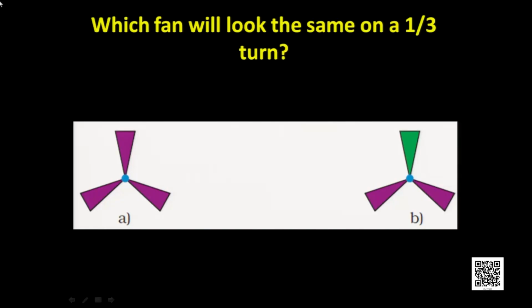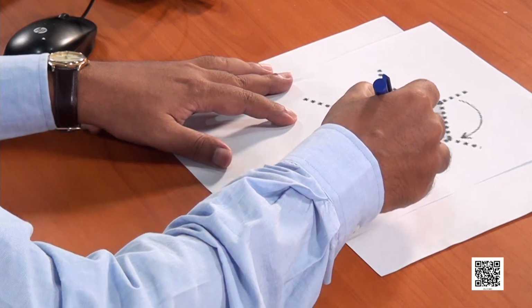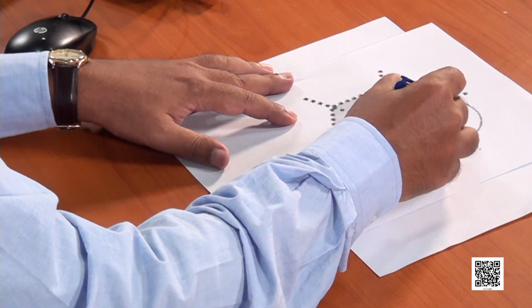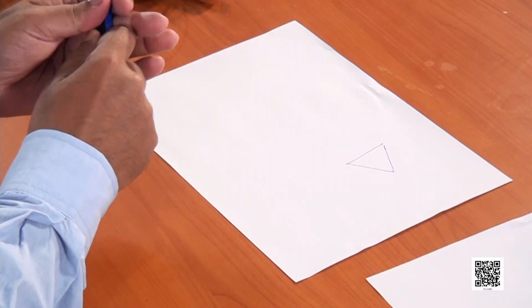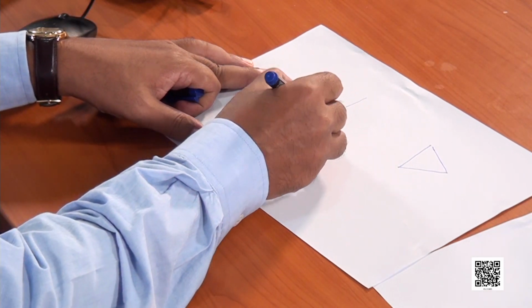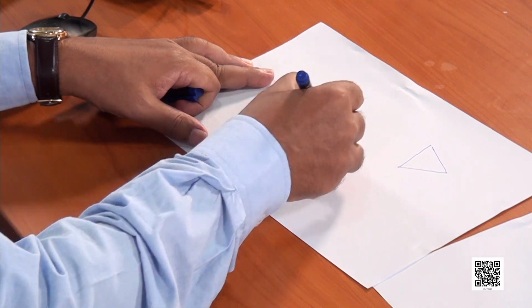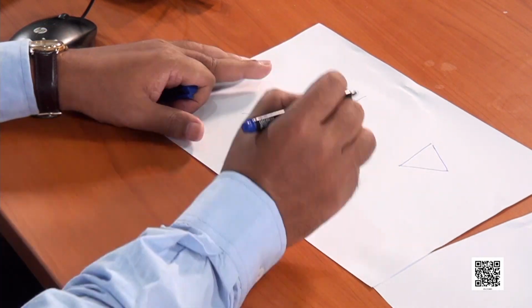Now, which fan will look the same on a 1/3 turn? What is a 1/3 turn? You see here, if I take these three lines, this is 60 degrees, 60, this is total 120 degrees. So lines like this, this is 120, this is 120, this is 120. A 1/3 turn means it is 120 degrees. 360 degrees by 3 is 120 degrees.